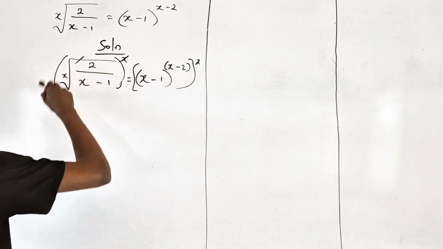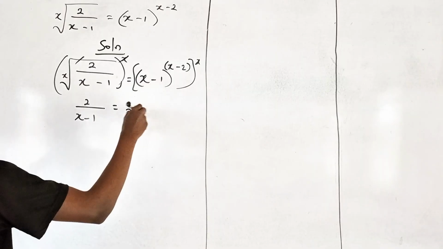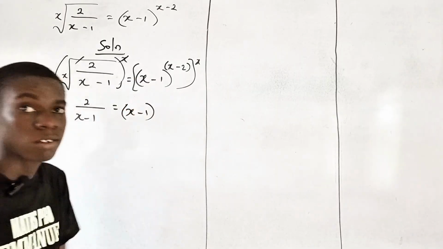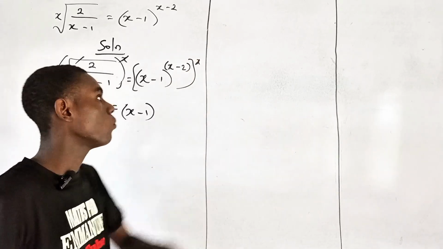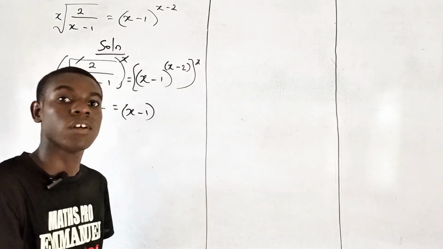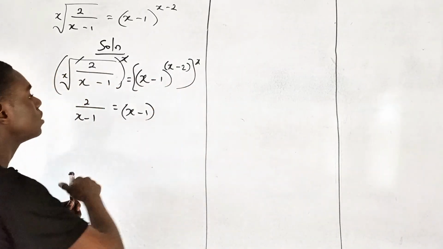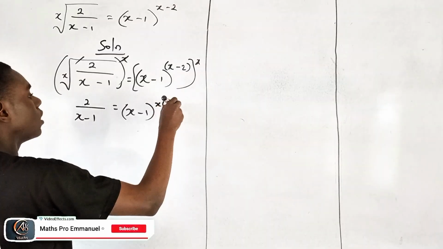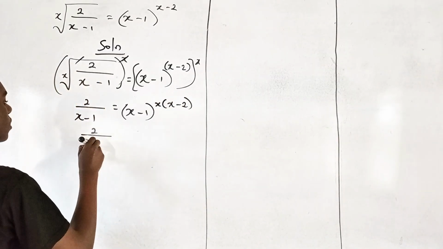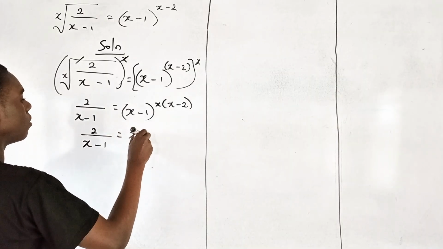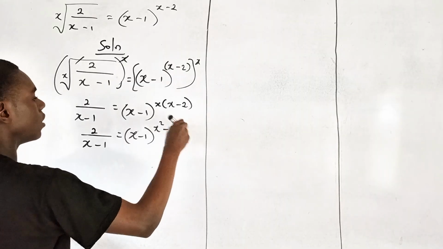So now x will cancel this. And then I'll have 2 all over x minus 1 will be equal to x minus 1 all raised to the power of... Now, according to the law of indices, this is the power index rule. When an index is raised to the power of another index, I'm going to multiply the two indices together. So if I multiply the two indices now, I have x into x minus 2. So here is 2 all over x minus 1 will be equal to x minus 1 all raised to the power of x squared minus 4x.